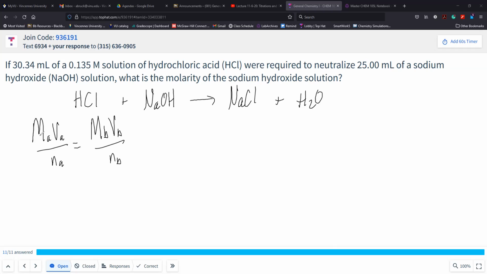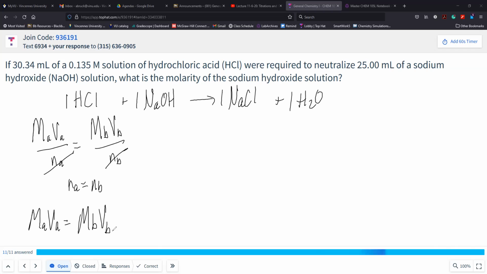The molarity of the acid times its volume divided by the total number of moles in the balanced chemical equation is equal to the molarity of the base times its volume divided by the total number of moles of base in the balanced chemical equation here. Since all of our values are 1 to 1 to 1 to 1, Na and Nb are the same as each other, and so they basically cancel out, which simplifies this equation considerably.